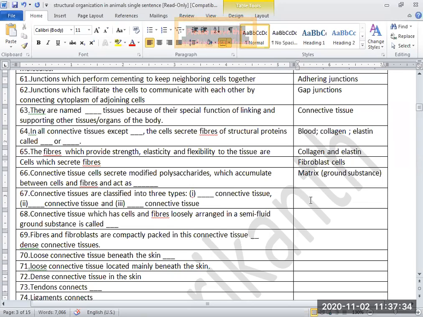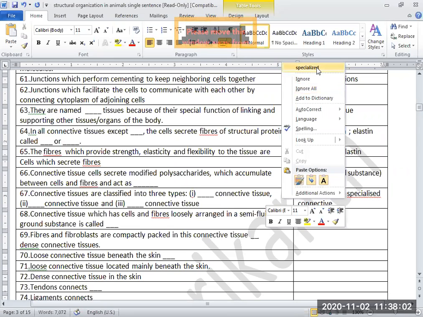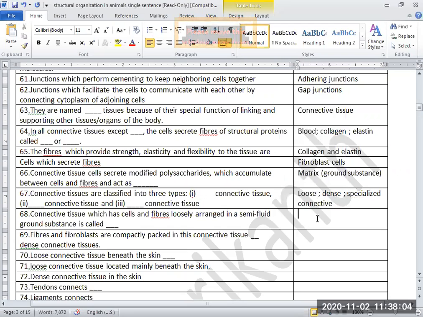Connective tissues are classified into three types. Number one, loose connective tissue. Number two, dense connective tissue. Number three, specialized connective tissue. Loose connective tissue, dense connective tissue, and specialized connective tissue.